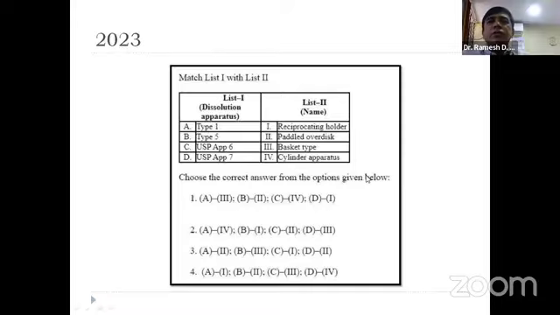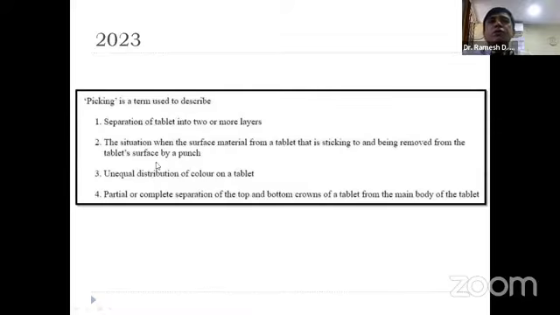At the end of the session, it is open for you to search for the answers from the lecture only, if it is possible. Okay, so these are the sample questions which were asked. Second question is, picking is a term which is used to describe the separation of tablet in two layers, or a situation when surface material from the tablet is sticking or being removed, or unequal distribution of color, or the partial or complete separation of top or bottom crown.